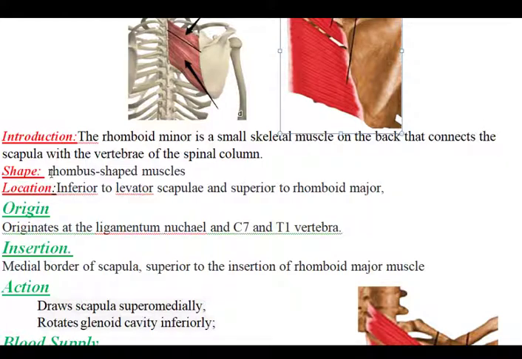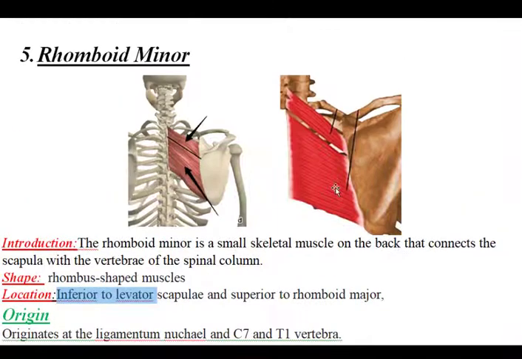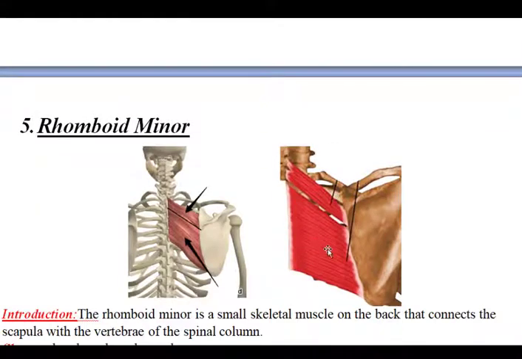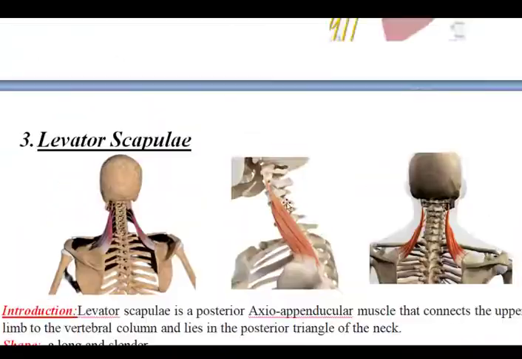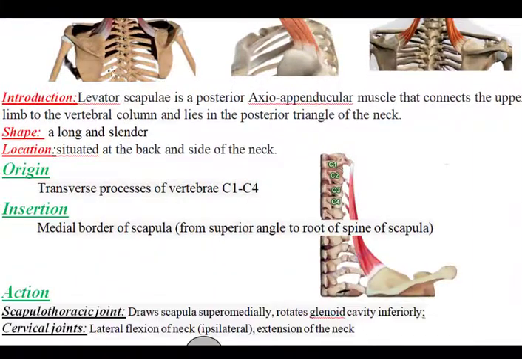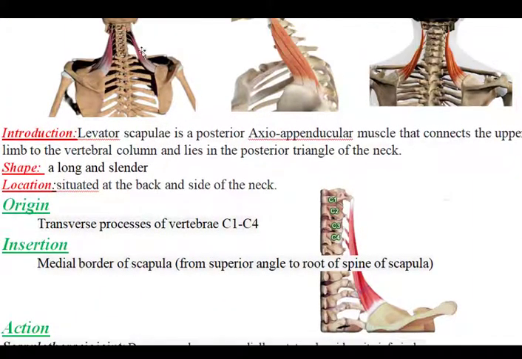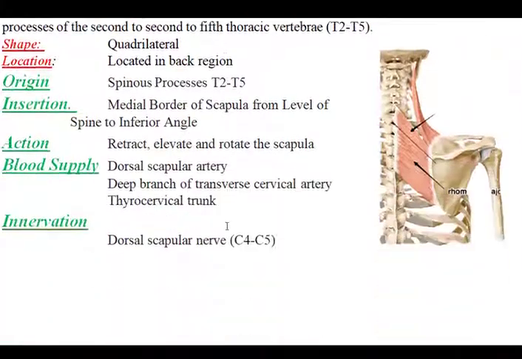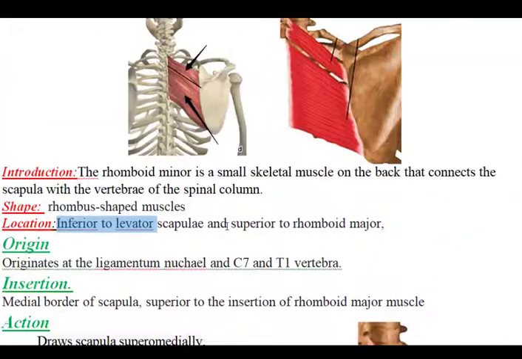What is the shape? It is a rhombus shaped muscle. And what is its location? It is located inferior to levator scapulae and superior to rhomboid major. You can see here this is rhomboid major and this is rhomboid minor. So superior to rhomboid major, and in this part here you can see this is your levator scapulae, and below the levator scapulae here you have the rhomboid minor muscle, right friends?